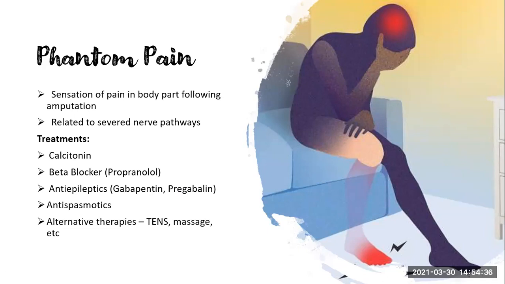Antispasmodics or muscle relaxants, same thing. Those are commonly used. And then alternative therapies. You can instruct the patient to press down against the bed with this limb. It's going to apply pressure to those nerve endings and also give them a reminder that that limb is no longer there.